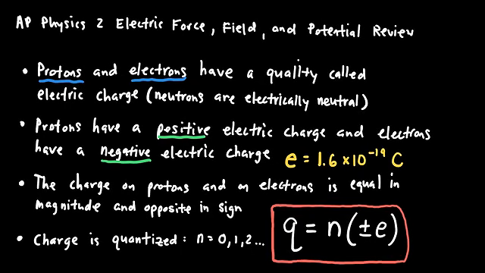So we could say that the charge of any object is some number n times the charge of the electron. So if an object is neutral, n is 0, and if an object has an excess of 1,000 electrons, then n is 1,000. And so we should be able to express the charge of any object as some multiple of the charge of the electron or proton.